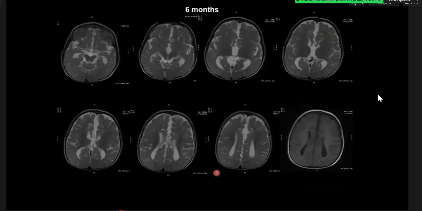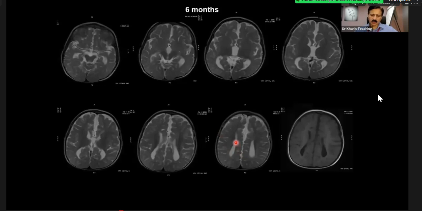I'm wondering if the thalami are slightly abnormal. And in the second row, third image, there's a hint. You have picked up the ventricles. Look at these two ventricles.